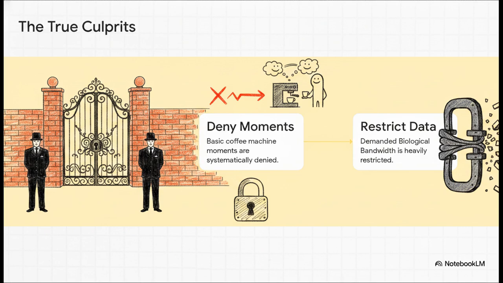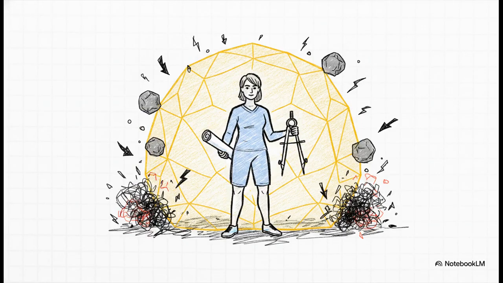Number 2, they're systematically denying you those basic coffee machine moments. And number 3, your mathematically demanded biological bandwidth is being heavily restricted by them. Tom didn't rob you of novelty, the institutional structure did. If you A/B test with the gardener now, you are literally letting the doorman win by settling for a low-fidelity substitute. And because you are fighting this barricade every single day, we have to completely redefine your current state.